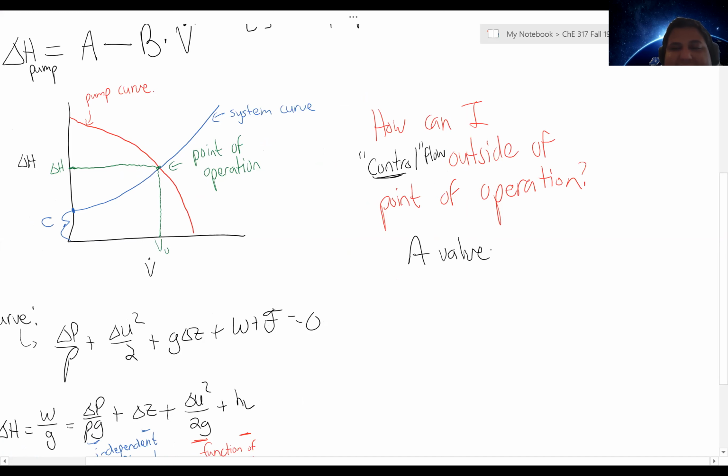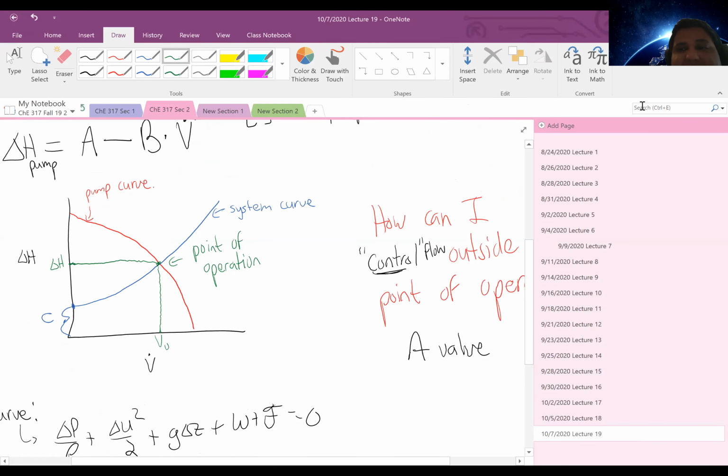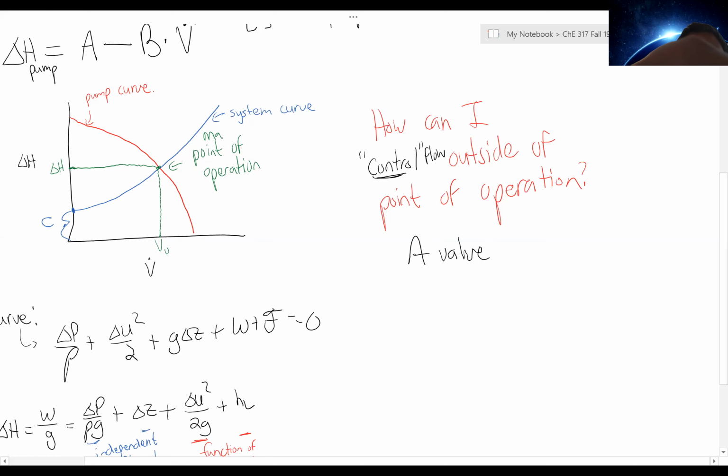Because what did I say a valve did? A valve will manipulate my head loss, right? And so through the use of a valve, now instead of having a single point of operation, I can operate in this entire region to the left. If I wanted to operate below that point of operation, which can also be considered the maximum point of operation, let's say I wanted to operate here at B1.